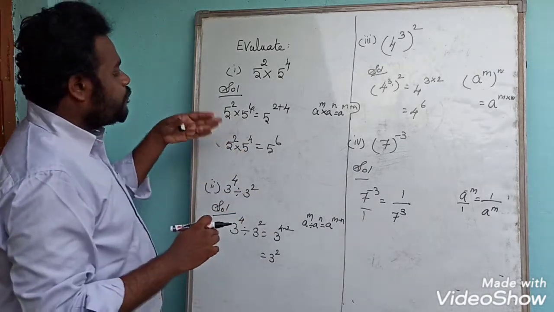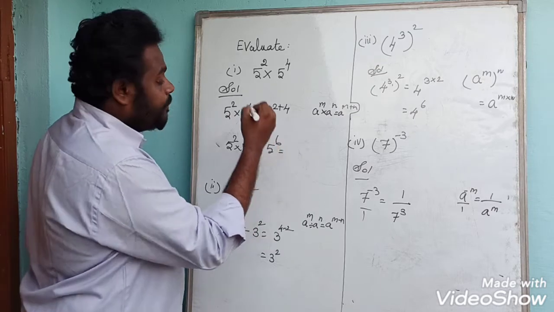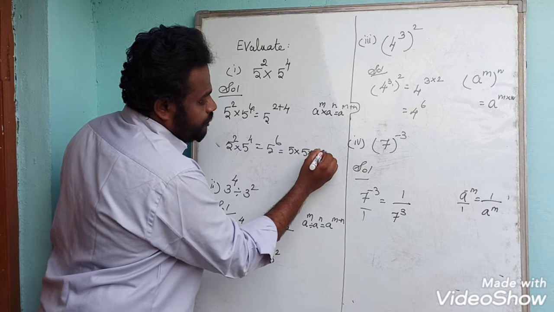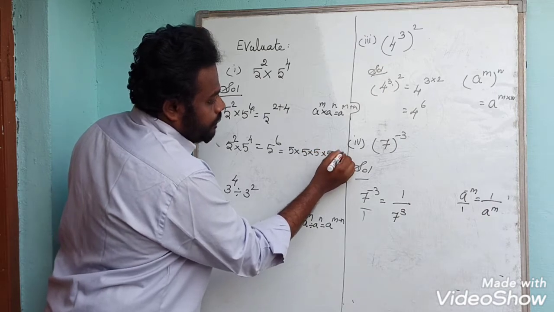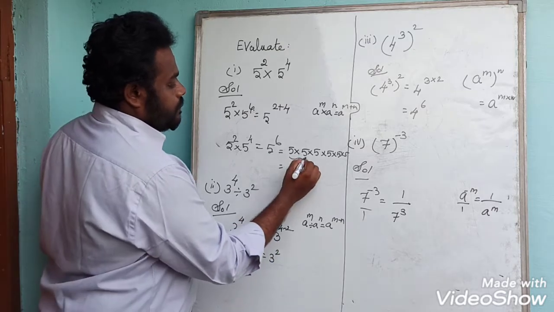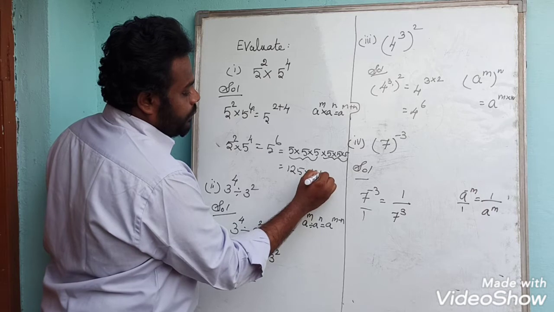Because we have to find the value for this, we have to multiply 5 to the power 6: 5 into 5 into 5 into 5. See what we get: 125 into 125.